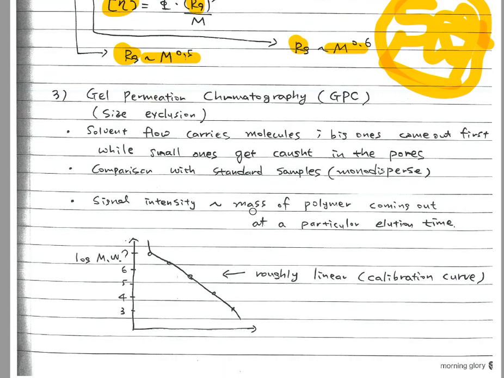And another technique which could determine the relative molecular weight is called gel permeation chromatography, or GPC. Okay, we already have covered this part in a previous video lecture. By comparing with the standard samples with known molecular weight, we can determine the unknown sample with unknown molecular weight.